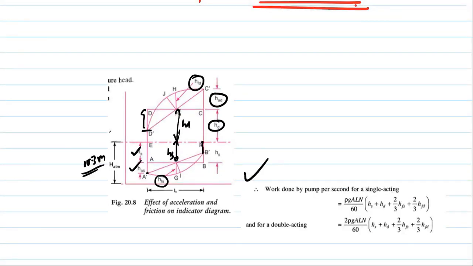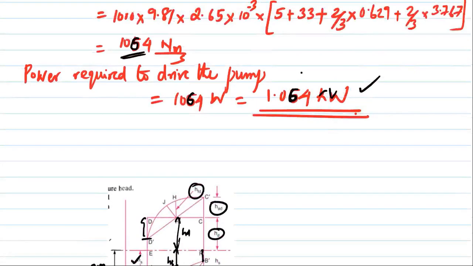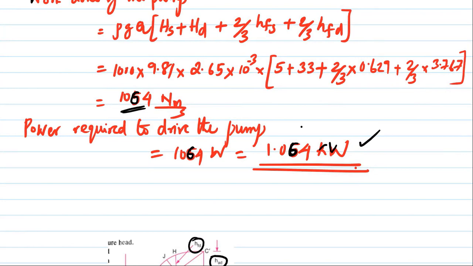Also the expression for work done per second for a single acting pump is given as rho g L N by 60 into HS plus HD plus 2 by 3 HFS plus 2 by 3 HFD. For a double acting pump it is given like this. This same concept is what we have used here, HS plus HD, 2 by 3 HFS plus 2 by 3 HFD.